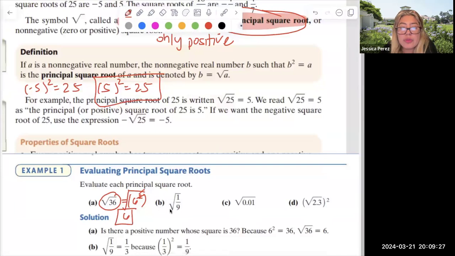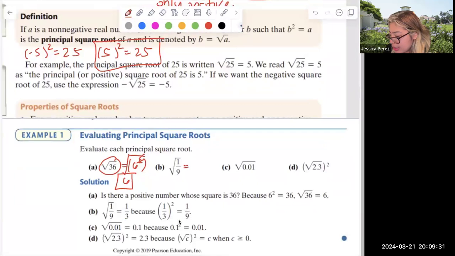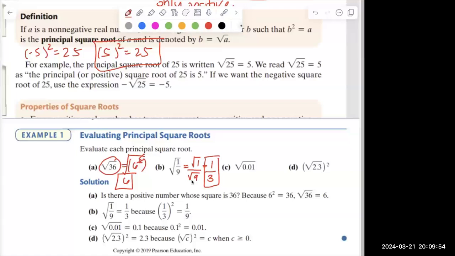Now, B, you have to be careful because it's the square root of 1 over 9. That's the same as the square root of 1 over the square root of 9. The square root of 1 is 1. The square root of 9 is what? 3. And it's only the positives that I'm looking for, because 1/3 squared gives me 1/9. Questions on B?